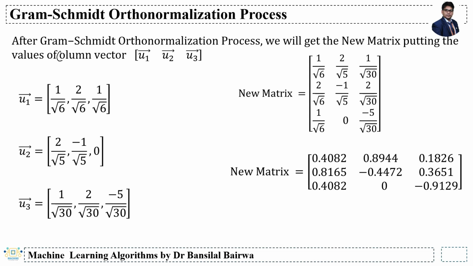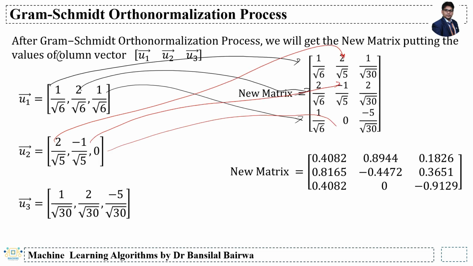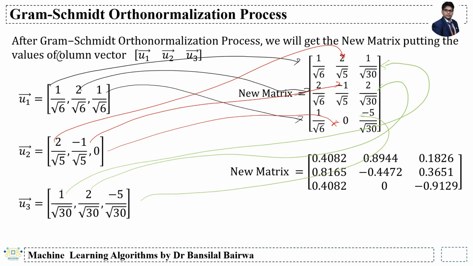So these are the column vectors. 1 by root 6, 2 by root 6 and 1 by root 6, that is column 1. Then 2 by root 5, okay, here you can see, second 2 by root 5, this is minus 1 by root 5, and this is 0, okay. Now similar way we kept the values of column 3. So 1 by root 30, 2 by root 30 and minus 5 by root 30. So I hope you understood this.